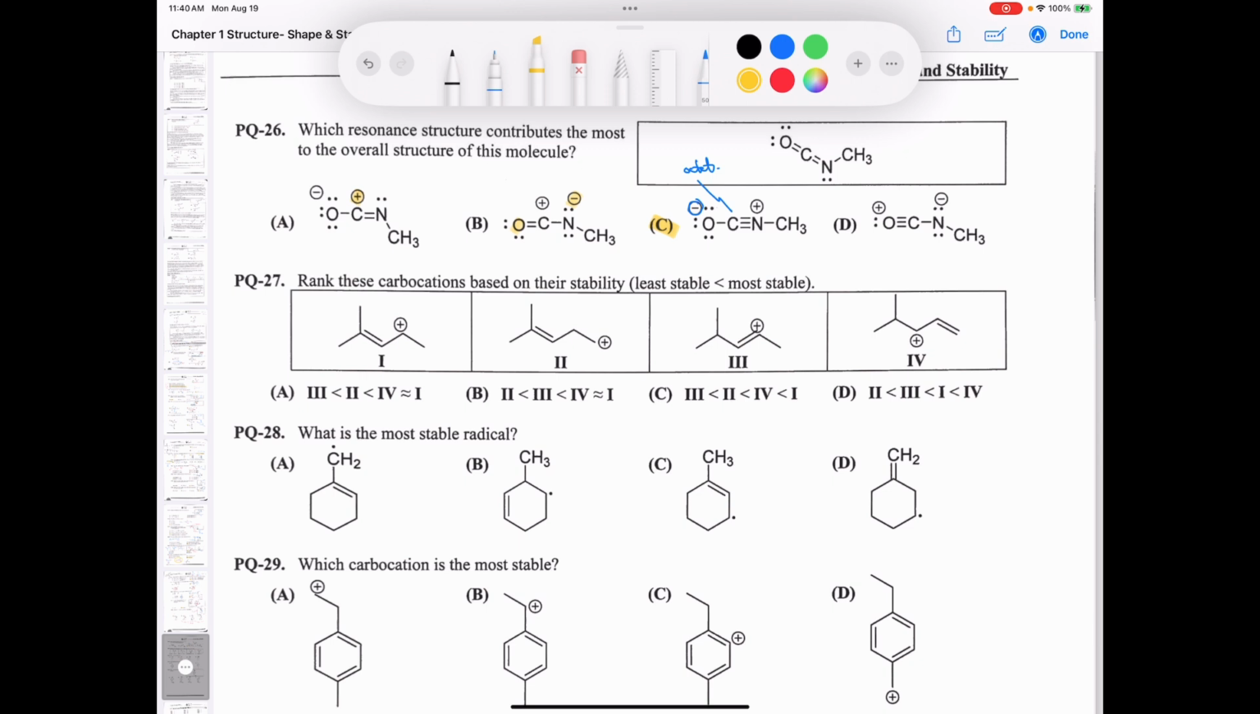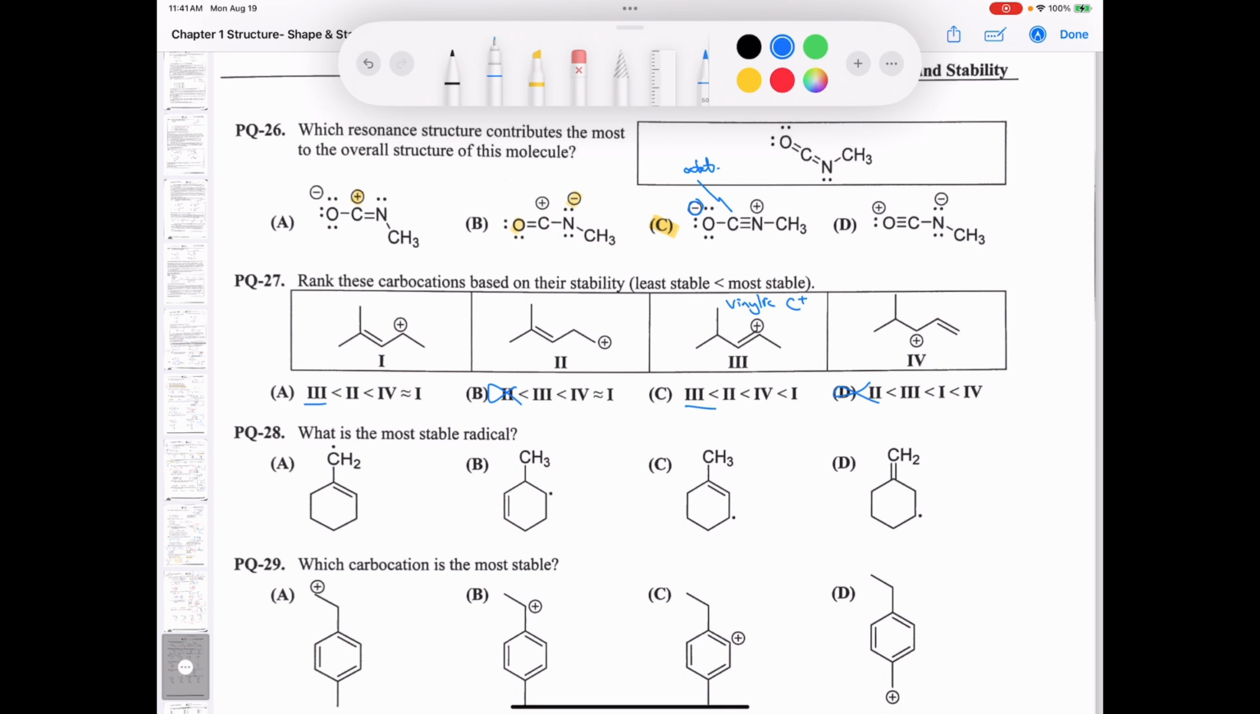Rank these carbocations based on their stability, from least stable to most stable. Well, there's one of these carbocations that should hurt your eyes, and that is the vinylic carbocation. I'll just put C plus like that. Those are highly, highly, highly unstable. So the answer has to have 3 as the least stable. So that means it's going to be a battle between A and C. We can cross off B and we can cross off D.